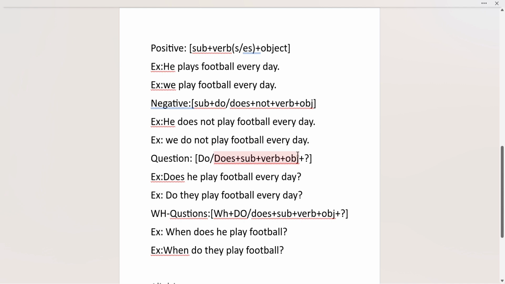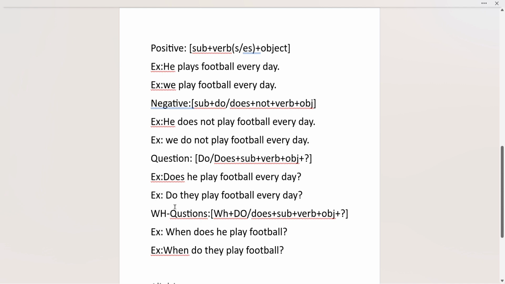Remember, this question mark is very important for this sentence, because if you don't have a question mark, people may think you mean something else. So we have an example here: Does he play football every day? Remember, we skip the s from the verb play. Instead of that, we bring the verb does here. So we use does at the start of the sentence, and then we have a question mark.